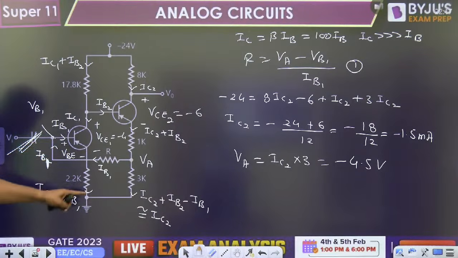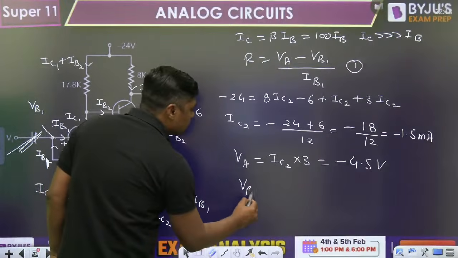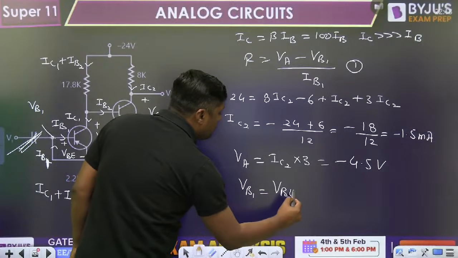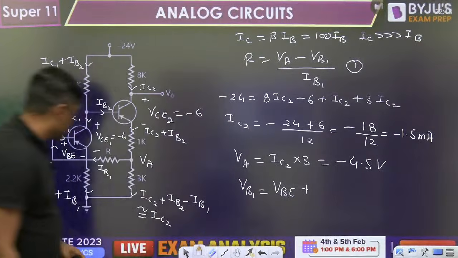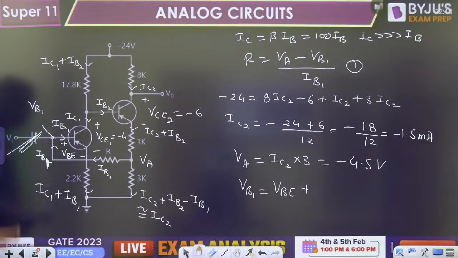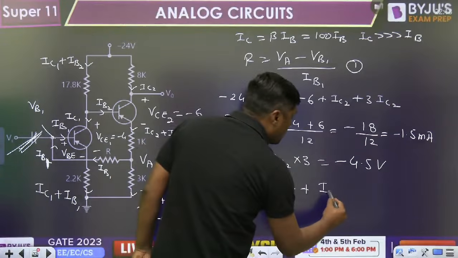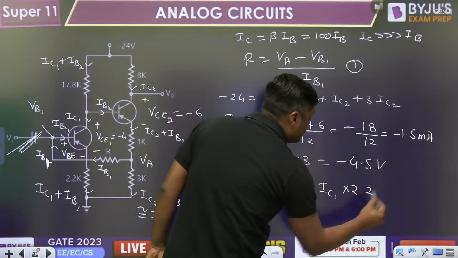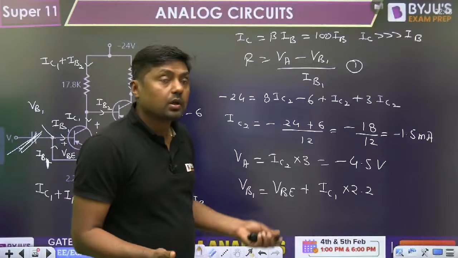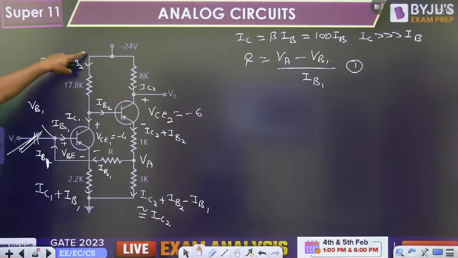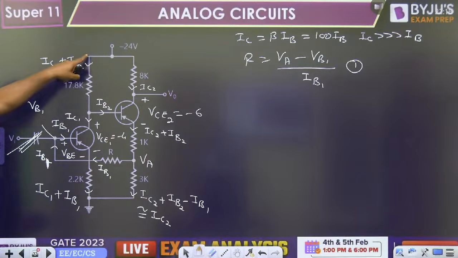VB, you have to write the KVL from this point to this point. So, when I am writing the KVL, VBE plus IC1 into 2.2. But what is the value of the IC1? For IC1, write down the KVL from this point to this point.